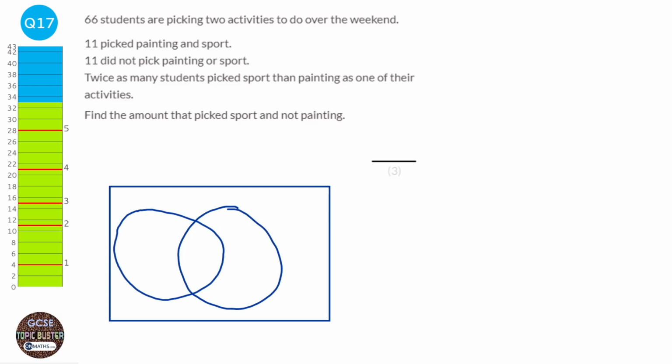So it says that they picked 2 activities. It was either painting, which I'll put as a P, and sport, which I'll put as an S. So let's start filling in the information it gives us. So 11 picked painting and sport, so that will go in the middle because that is painting and sport, and 11 didn't pick painting or sport, so they can sit on the outside. Now here's the problem. It says twice as many people picked sport than painting as one of their activities.